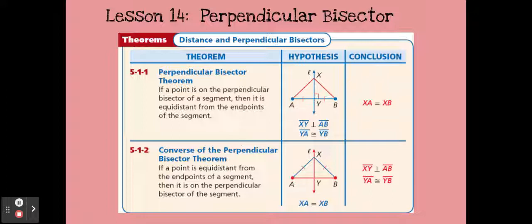The opposite is also true. If a point is equidistant from the endpoints of a segment, so if we know ahead that XA equals XB, then we can say that it is on the perpendicular bisector. So I can then say, all right, well then XY must be the perpendicular bisector. So it must be perpendicular and must bisect it. YA must equal YB. All right, so we use those to help us.